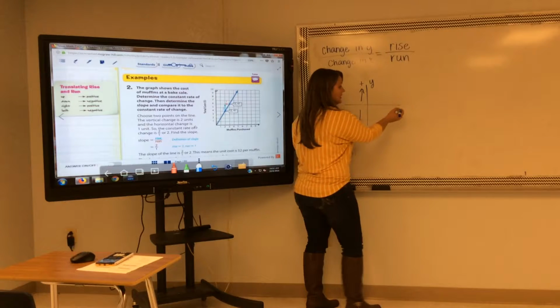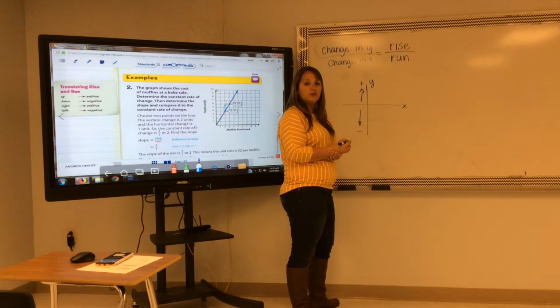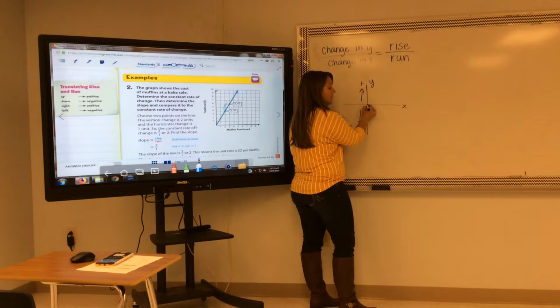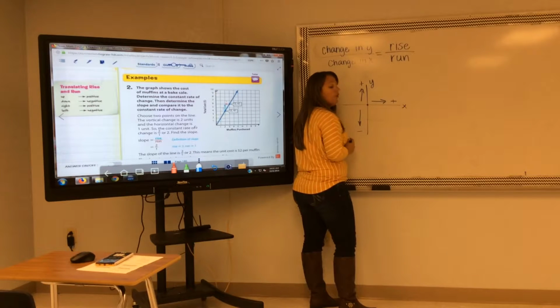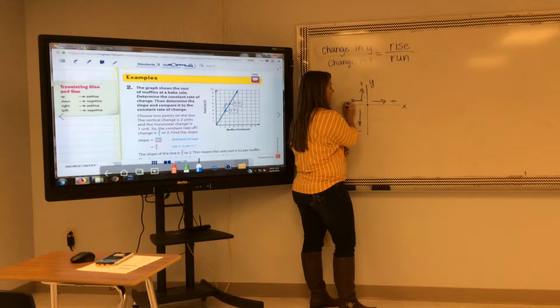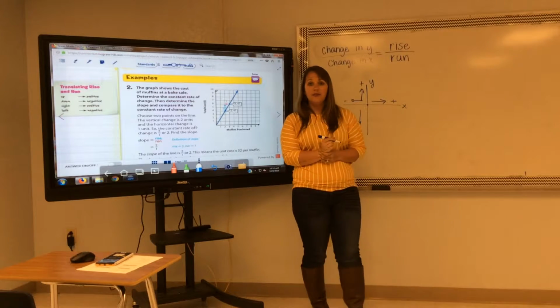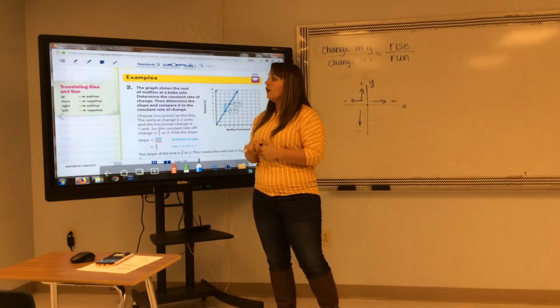On the x-axis is where some people start to get confused. Well, remember, this point right here is 0. So as we go forward this way, we're going positive. If we go back this way, it's negative. And that helps us here.